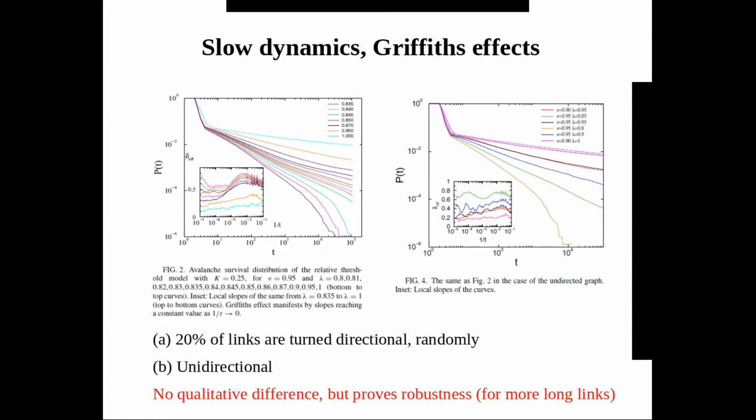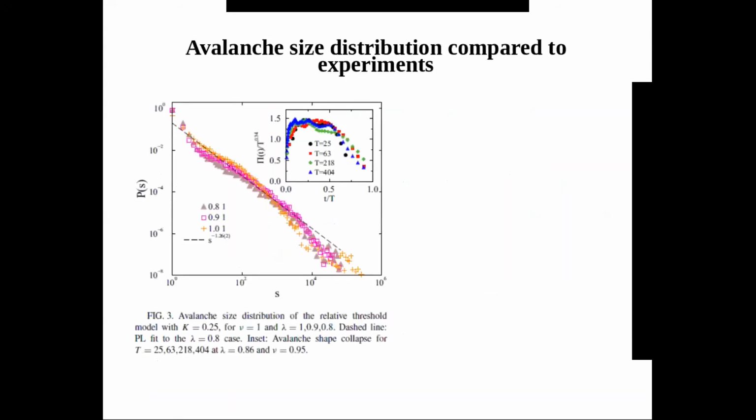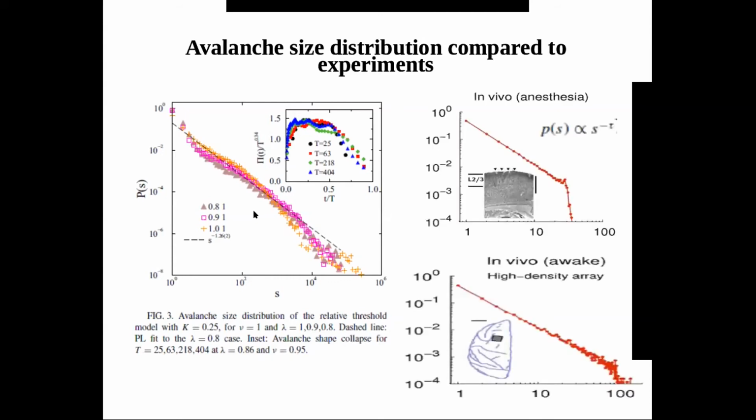changes provides robustness and provides more long links, because originally I just randomly removed the links, and there are many more short links. Okay, but what about the connection with the experiments? You can measure the avalanche size distributions in these simulations, and this plot shows the spatiotemporal size S distribution for different control parameters near the critical point, just in order to compare with the mentioned electrode experiment results.